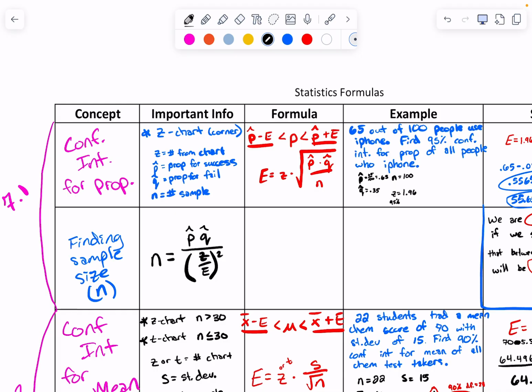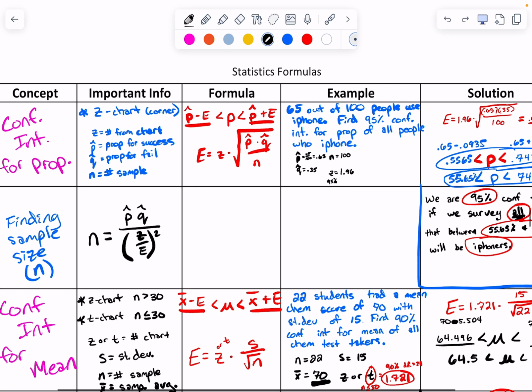Okay, this is the same as this formula, but mixed around for n. I'm not going to write the variables down because they're right here if you need them. Same variables. This is going to be my example on formulas, so we use the same example.